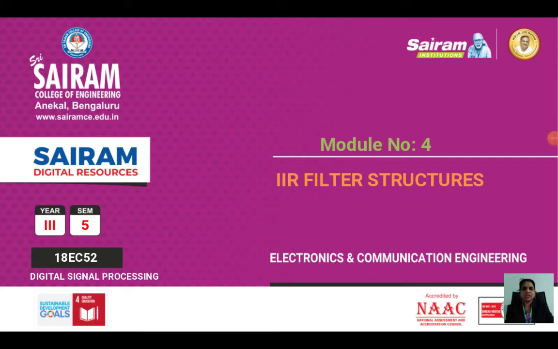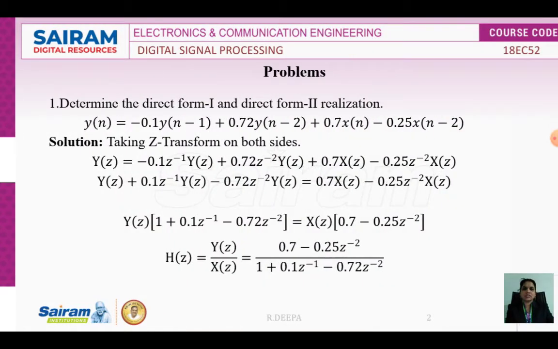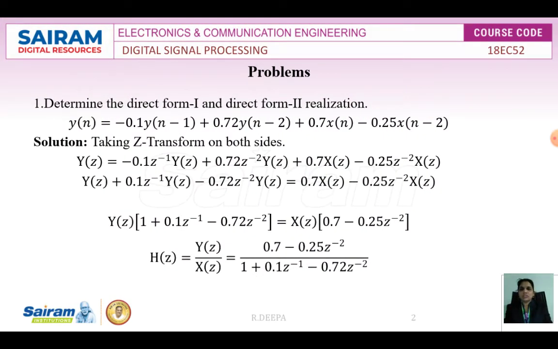In today's class we are going to solve problems on IIR filter structures in the form of direct form 1 and direct form 2 structures. So the first problem statement is: determine the direct form 1 and direct form 2 realization for the given difference equation y of n is equal to minus 0.1 y of n minus 1 plus 0.72 y of n minus 2 plus 0.7 x of n minus 0.25 x of n minus 2.